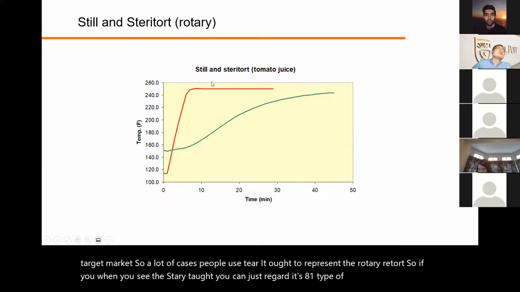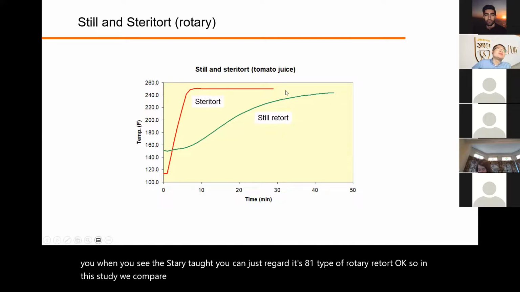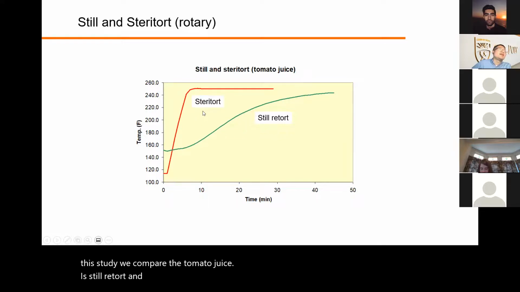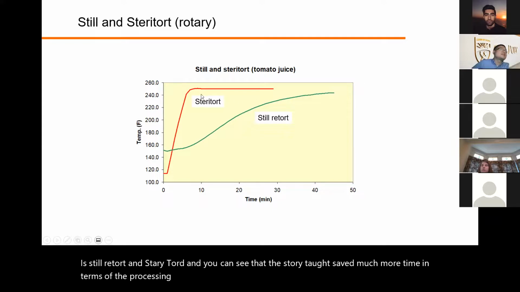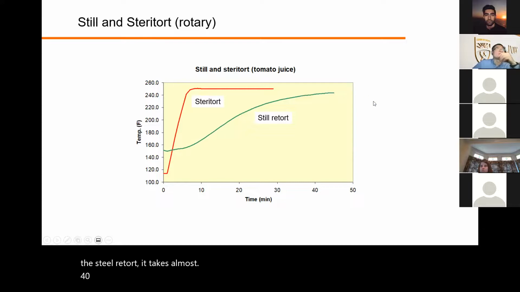Okay, so in this study we compare the tomato juice in steel retort and the steel retort, and you can see that the steel retort actually saved much more time in terms of the processing, right? It takes less than 10 minutes to reach 250 degrees F, but for the steel retort, it takes almost 45 minutes to reach the processing temperature.